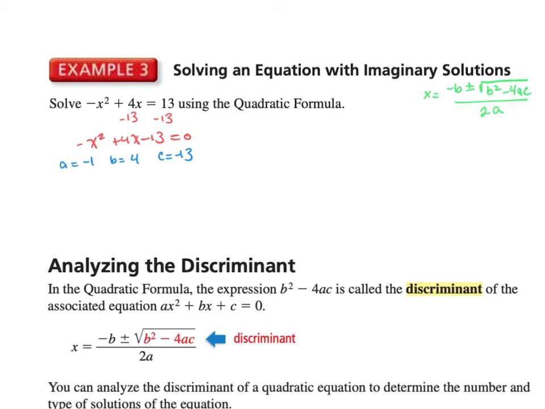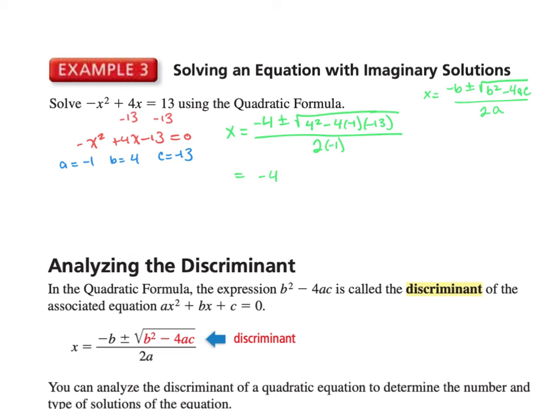So let's plug in. The opposite of b is negative 4 plus or minus the square root of b squared, that's 4 squared, minus 4 times a, which is negative 1, times c, which is negative 13, all over 2 times a, which is negative 1.